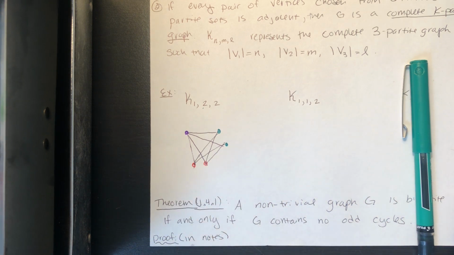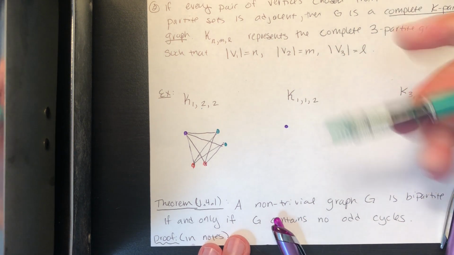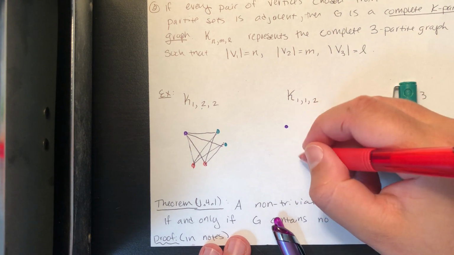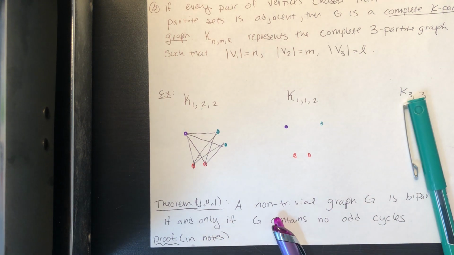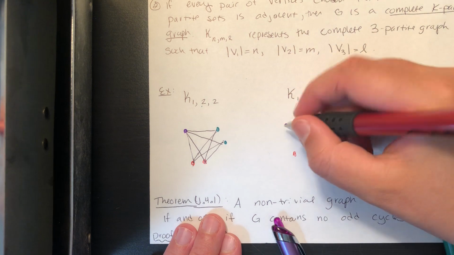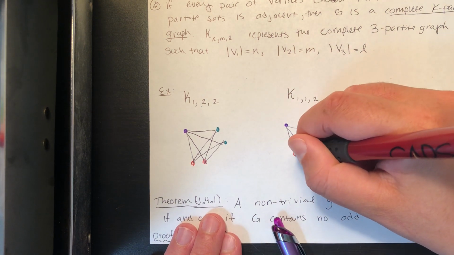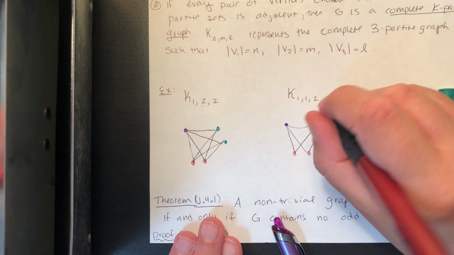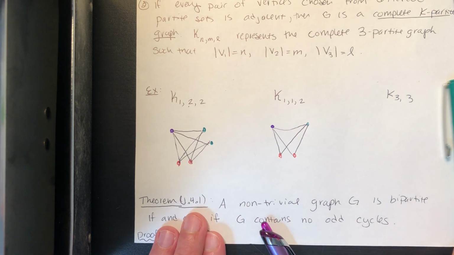Similarly, if I wanted to draw the graph K1,1,2, well, I'd have a partite set of size 1, I'd have a partite set of size 1 again, and then I'd have a partite set of size 2. And I'm going to have to connect every pair of vertices that has a different color here. So purple is going to be adjacent to every non-purple vertex, green is adjacent to every non-green vertex, and red is adjacent to every non-red vertex. So the only edge I'm missing here is this one connecting the two reds.